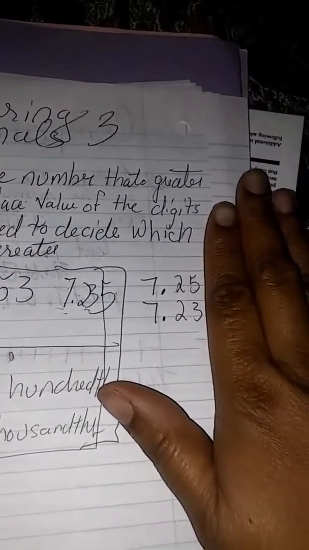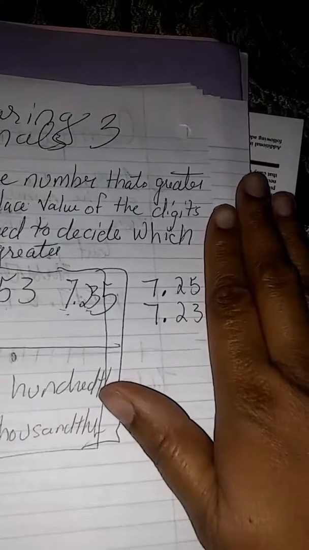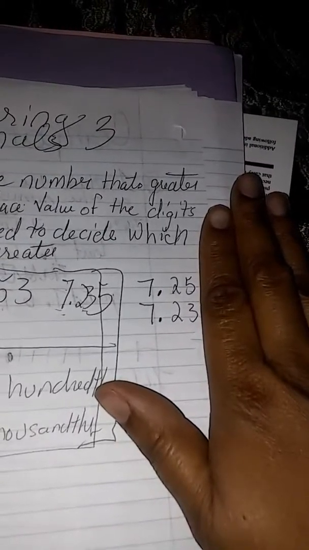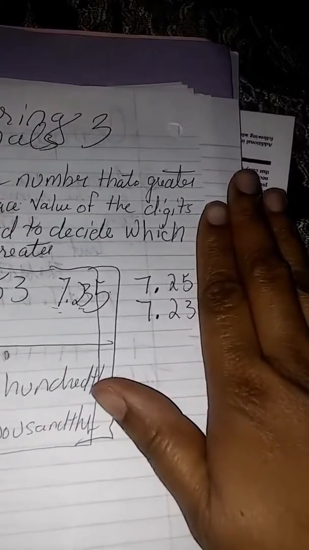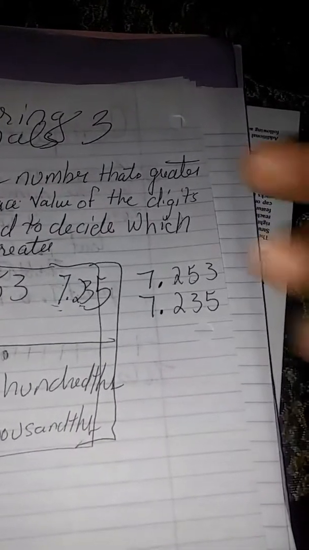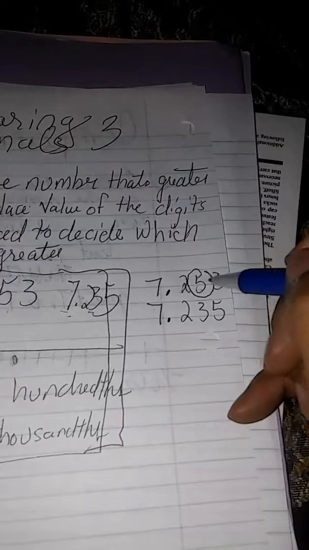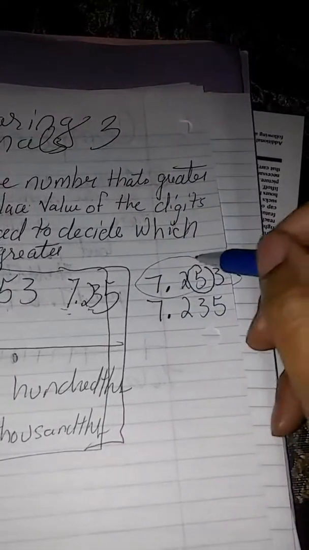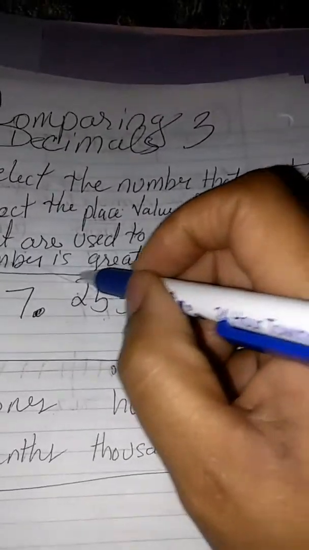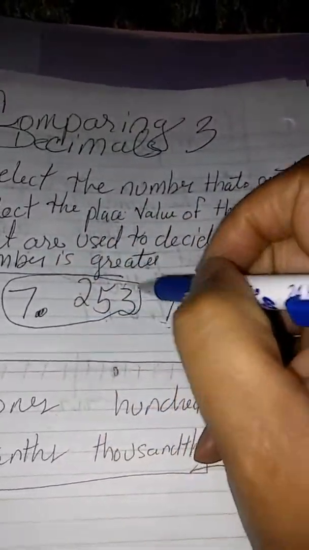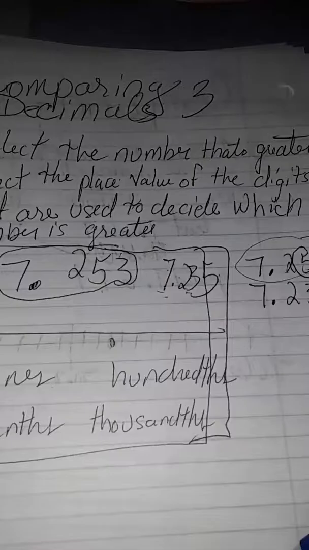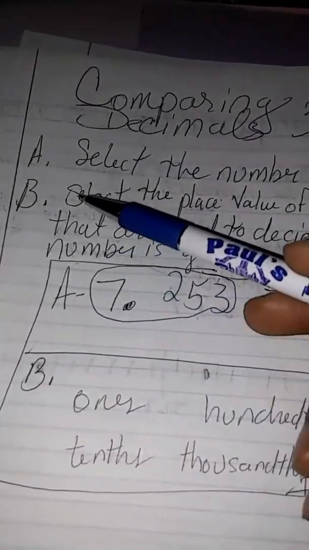Well, in the hundredths place, I have a 5 in the first number, a 3 in the second number. I'm looking for the greater number, so I know that 5 is greater. That means the first number is larger. That's the greater number. So when I go on here, that's my greater number.